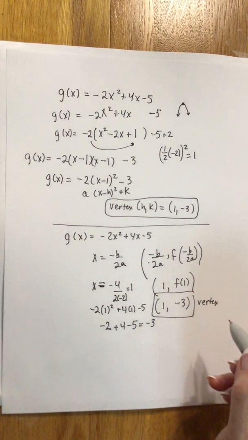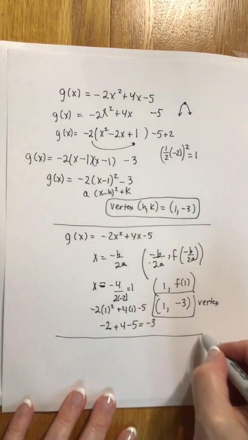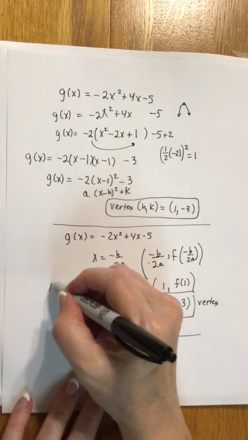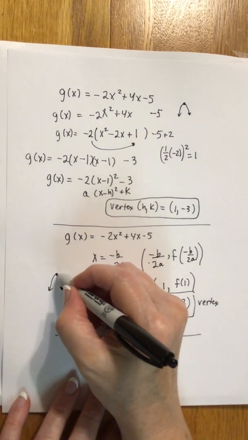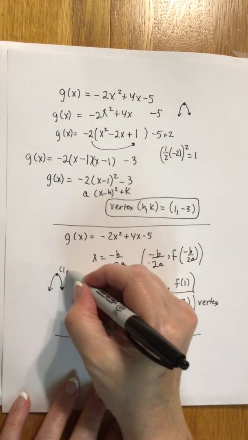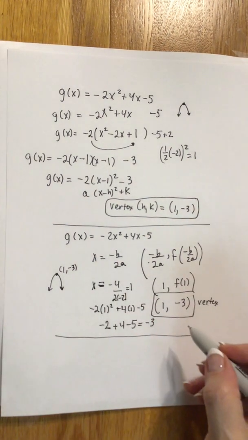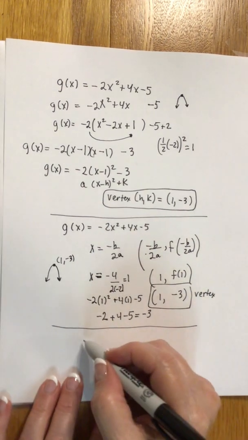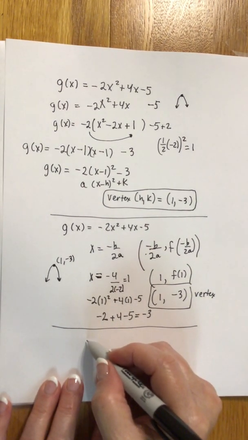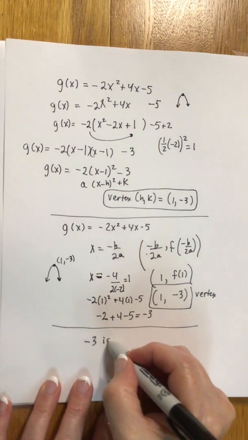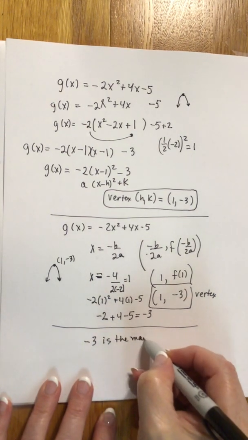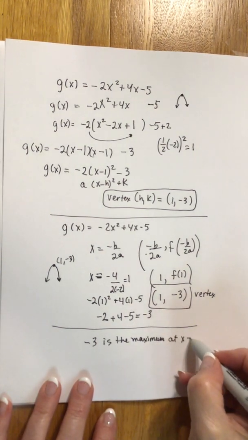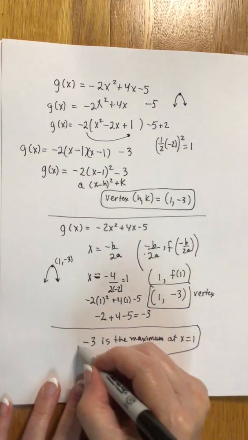Now, be aware that they're going to ask you one specific way. So if they ask you one way, you can't do it the other way because they'd be testing your method. This still opens down. So the vertex is, we said 1, negative 3. So we have to decide, how do we write the answer? Highest point is a maximum. So we're going to say negative 3 is the maximum at x equals 1. And then that would be my answer.